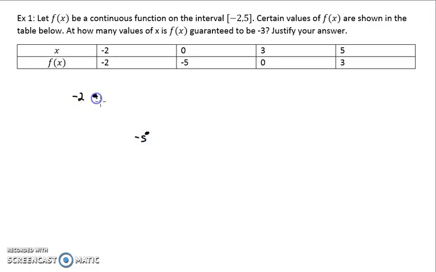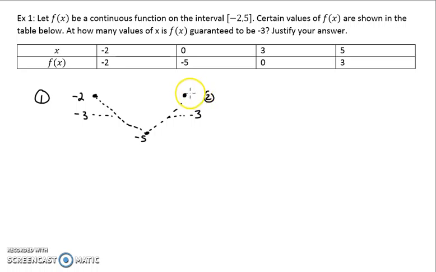Well, if I'm going to go from -2 to -5 with a continuous function, I have to hit somewhere in there -3. So somewhere between x equals -2 and x equals 0, the y value has to be -3. So there's going to be at least once. If we're going from -5 to 0 on my y values, I know somewhere in there is going to be a negative 3 as well, so there's going to be a second time.